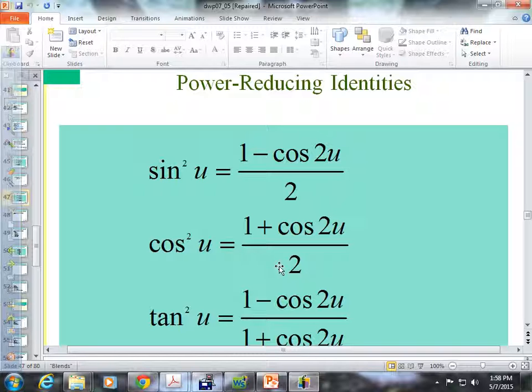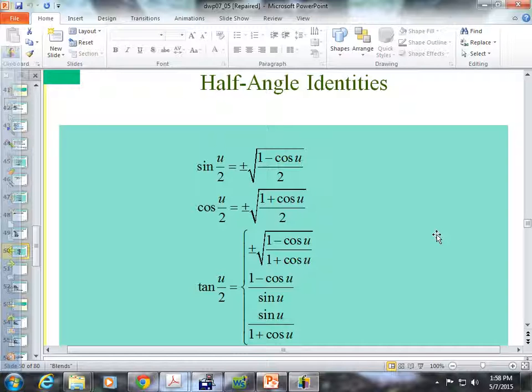To prove them, we replaced the cosine 2u with its identity for sine up here and for cosine down here, and we were able to prove that those were identities as well. So those are our power reducing identities, and then we used them to get our half angle identities. The half angle identities are the ones that are kind of the pain, because we had to determine if it was the plus or the minus.